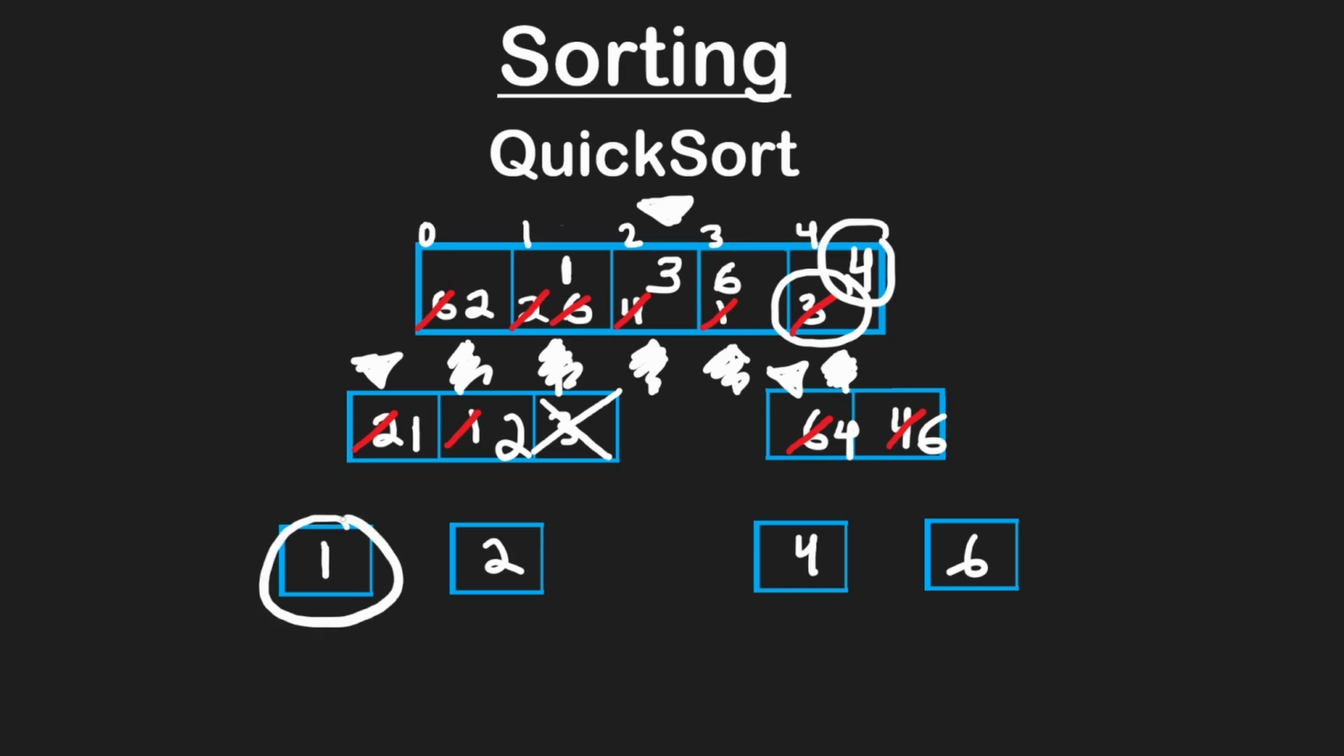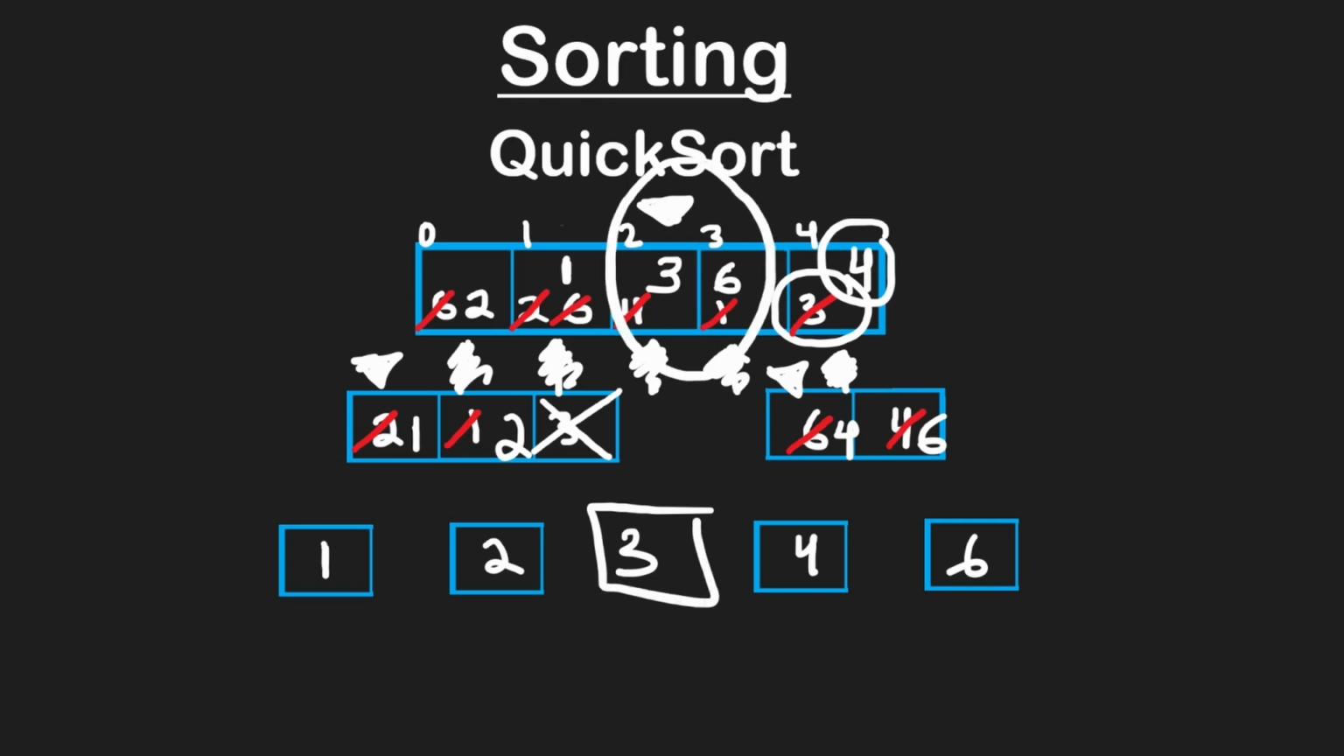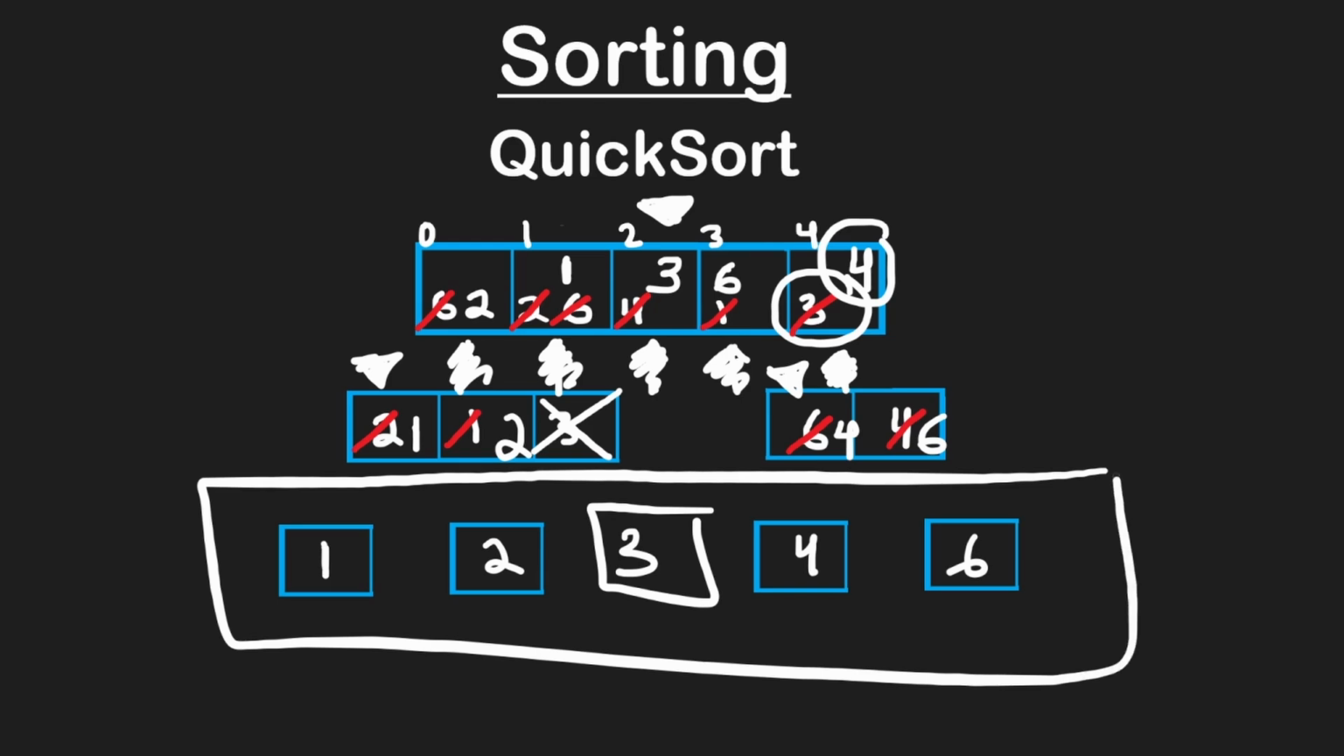So if this is in the first position, this is in the second position, we know that 3 was in the third position, right? And that was always going to stay there. This is in the fourth and this is in the fifth. We have a sorted array.